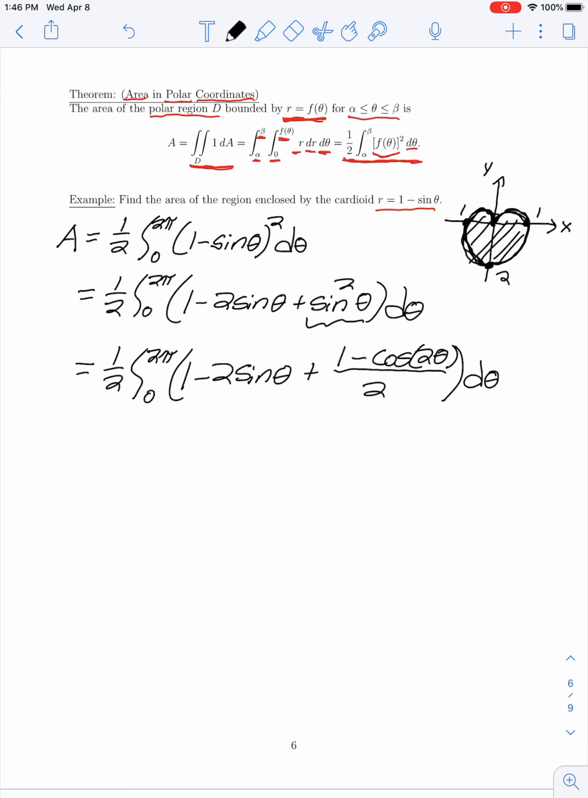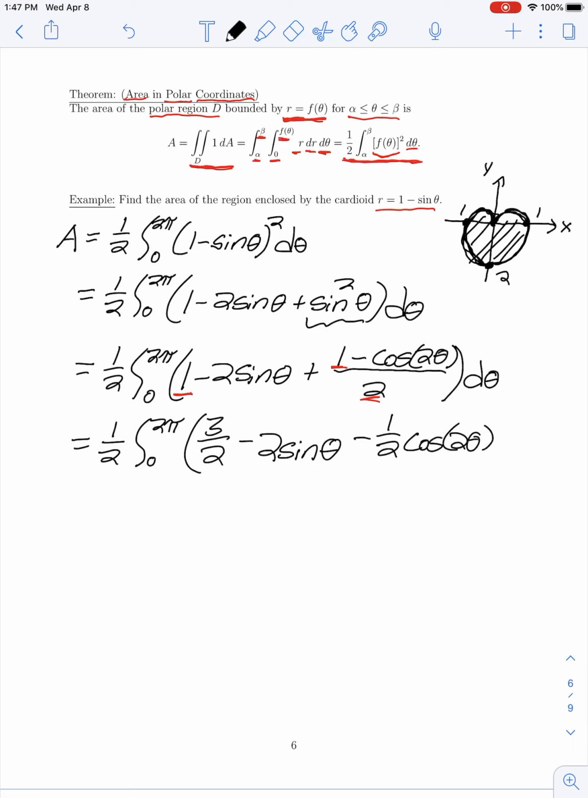So let's see what we have here. If we combine some like terms, we have a 1/2 integral from 0 to 2 pi of, so let's look at which terms we can combine in our integrand. Here we had a constant of 1, and then I'm adding a 1/2. So that leaves me with 3/2 minus my 2 sine theta. And then on the end, we had a minus cosine of 2 theta over 2. So we can write that as minus 1/2 cosine of 2 theta. And we're integrating with respect to theta.